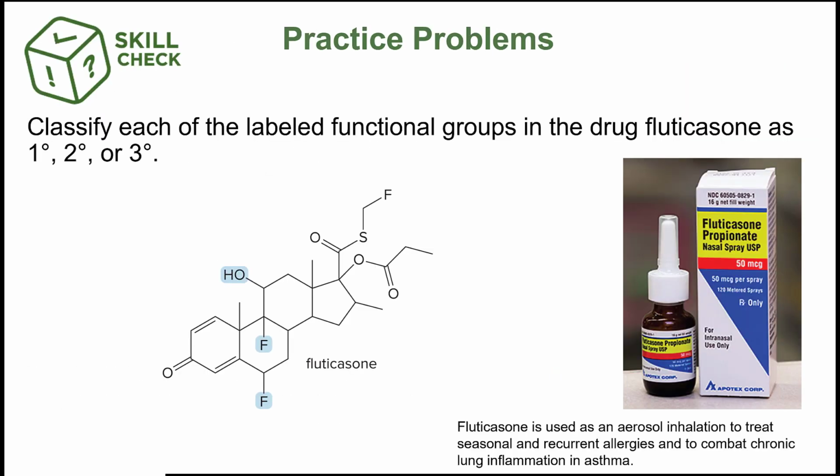We're going to classify the circled functional groups in fluticasone, which can be used as an aerosol inhalation to treat seasonal and recurring allergies, and also chronic lung inflammation in asthma. So this alcohol here is attached to 2 carbons. This is secondary. The fluorine here is tertiary. And this last fluorine is secondary.